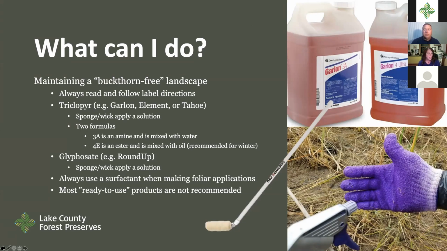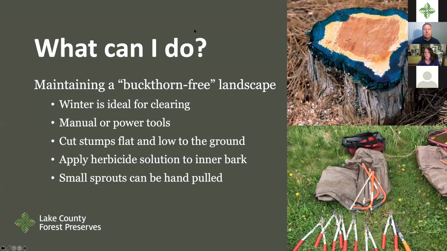I'll go back to this slide too, Matt, just to show them the cambium layer, and maybe you can describe why it's blue. Sure. Yeah, so everything that we spray, we put in a dye, or the oil that it's mixed in is colored, so that we can see which stumps we've hit. That way we're not applying herbicide to the stump more than once and needlessly.